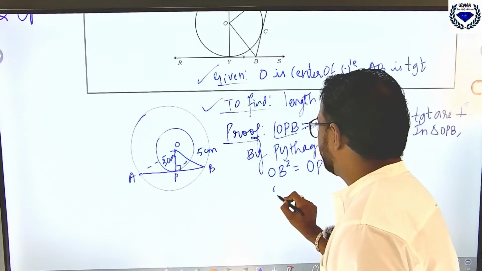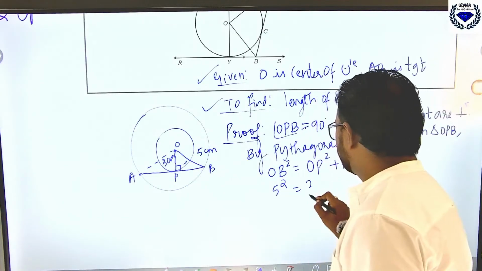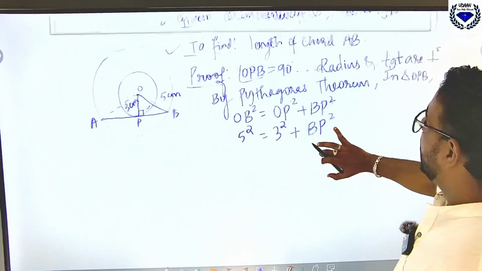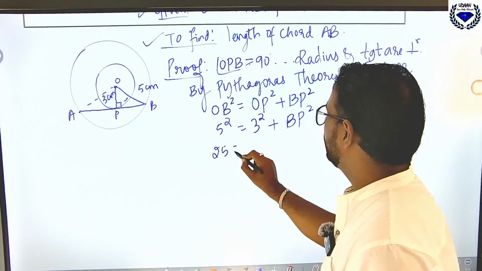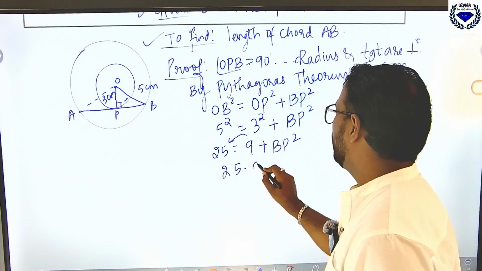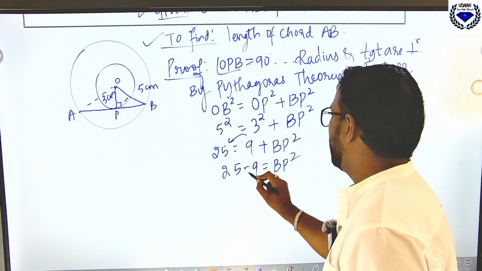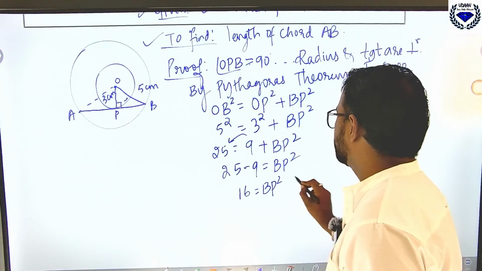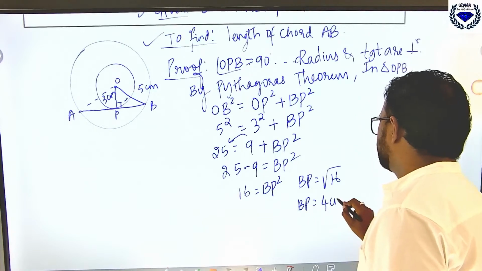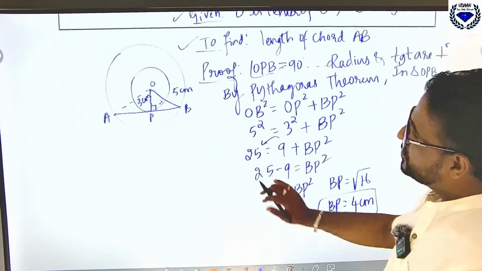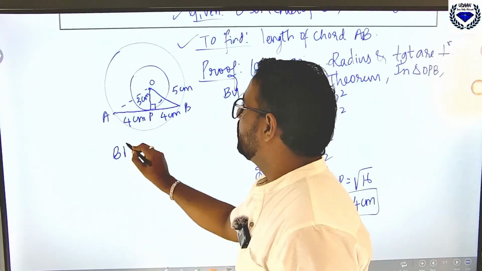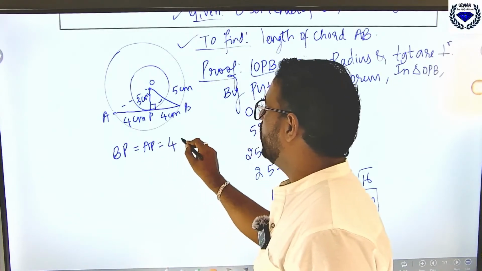Now you know OB is 5 square, OP is 3 square and BP we need to find. 5 square is 25, 3 square is 9 and this is BP square. 25 minus 9 is 16, so 16 is equal to BP square. BP is equal to root 16, so BP will be 4 centimeter. Now observe carefully: if BP is 4 centimeter, this is also 4 centimeter. BP is equal to AP is equal to 4 centimeter.